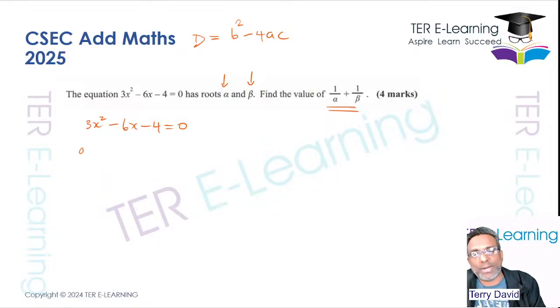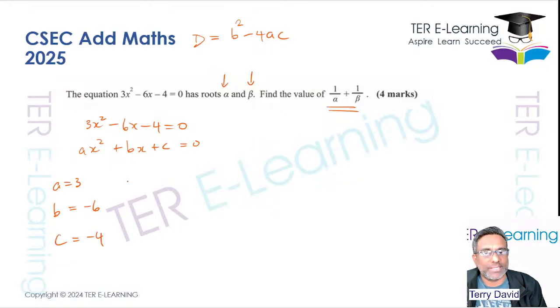So the first thing I would do, I'll compare this to ax squared plus bx plus c. Therefore a is equal to 3, b is equal to minus 6, and c is equal to minus 4. That's step 1. I need to figure out these things here. Now, since the roots are alpha and beta, let's work out alpha plus beta, the sum of the roots. Could you all put in the chat, what's the formula for the sum of the roots? What's the formula?